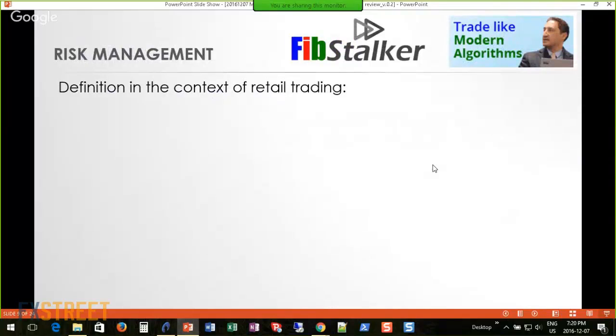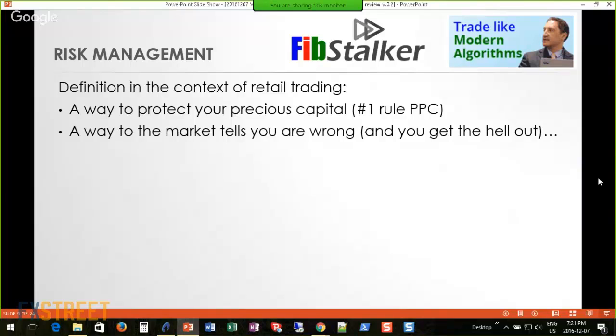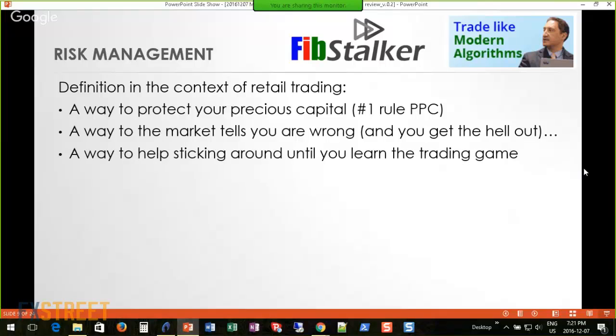Okay, so before we talk about money management, let's briefly touch on risk management. What's risk management? It's a way to protect our precious capital, and this is rule number 1 of trading, PPC, protect precious capital. It's also a way for the market to tell us that we are wrong, and we have to get the hell out of the market. Particularly, I'm very strict on this. And it's also a way that we can help stick around until we learn the trading game, and this is very important as well, because as the money is gone, the game is over.